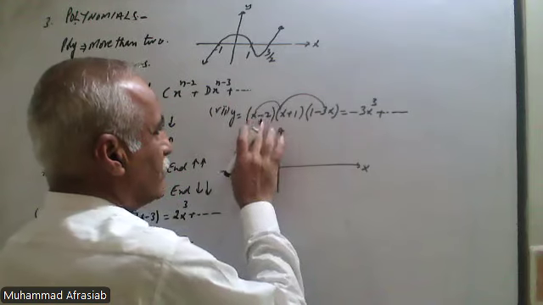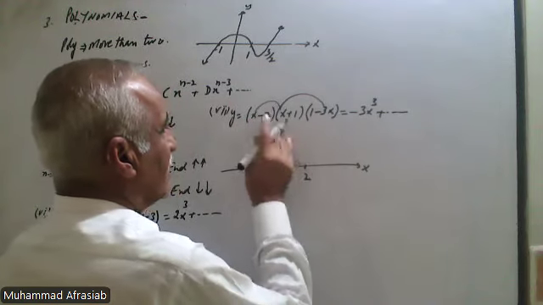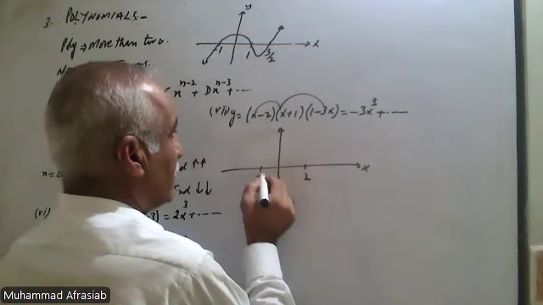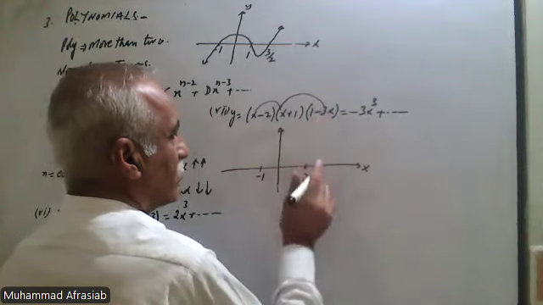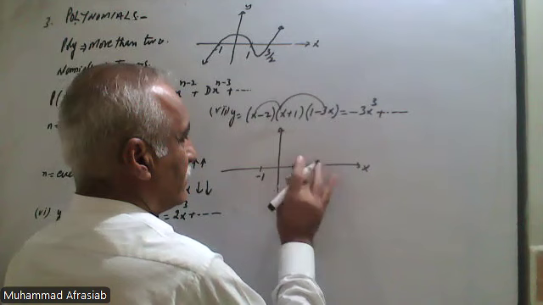If x minus 2 is equal to 0, then its value will be equal to plus 2. If this value is equal to 0, then its value will be equal to minus 1. And if this value is equal to 0, then its value will be equal to 1 over 3.